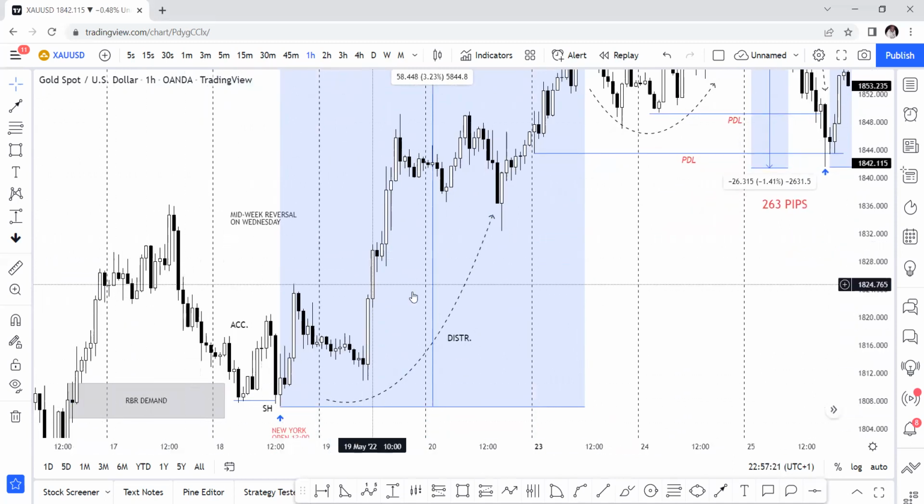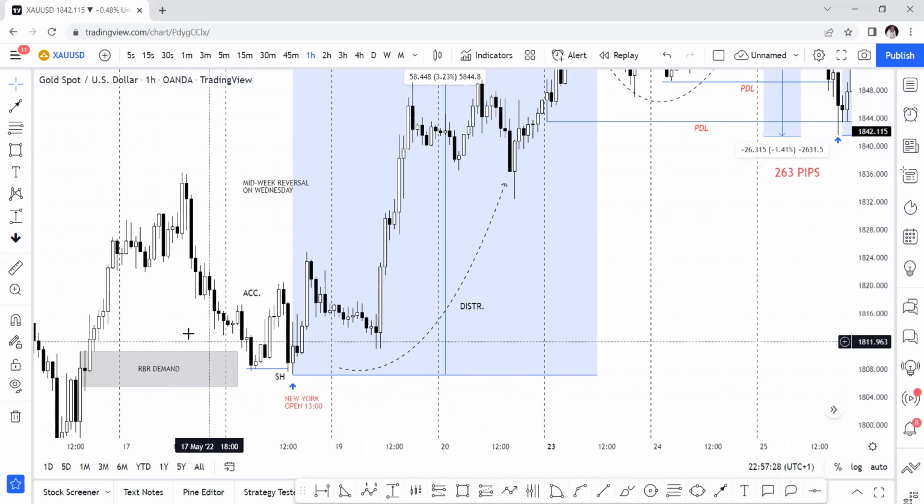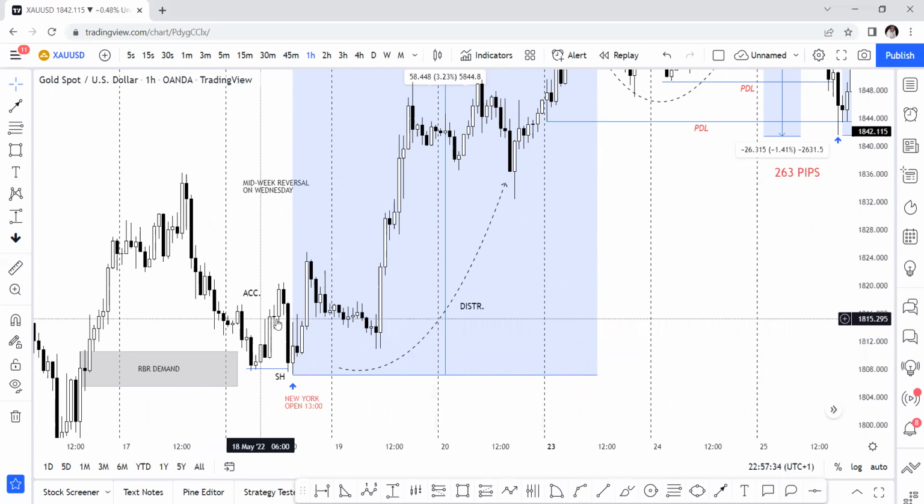Then we have this was on 18th of May. This is accumulation, which means the low of Tuesday was raided off. This is the opening price. The low of Tuesday was raided off. We now got a range. Price moved up, raided off the Asian high, and moved down again.